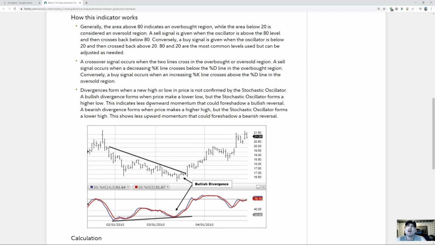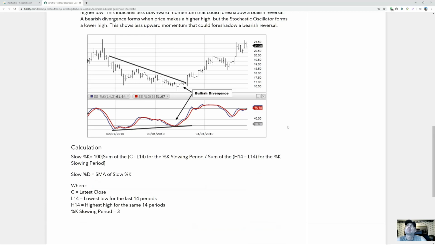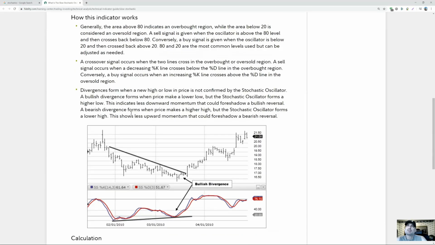Divergences from a new high or low in price are not confirmed by the oscillator. Bullish divergence forms when the price makes a lower low, but the stochastics oscillator forms a higher low. This indicates less downward momentum, which can foreshadow a bullish reversal. Bearish divergence forms when the price makes a higher high, but the stochastics oscillator forms a lower high. This shows less upward momentum that could foreshadow a bearish reversal.